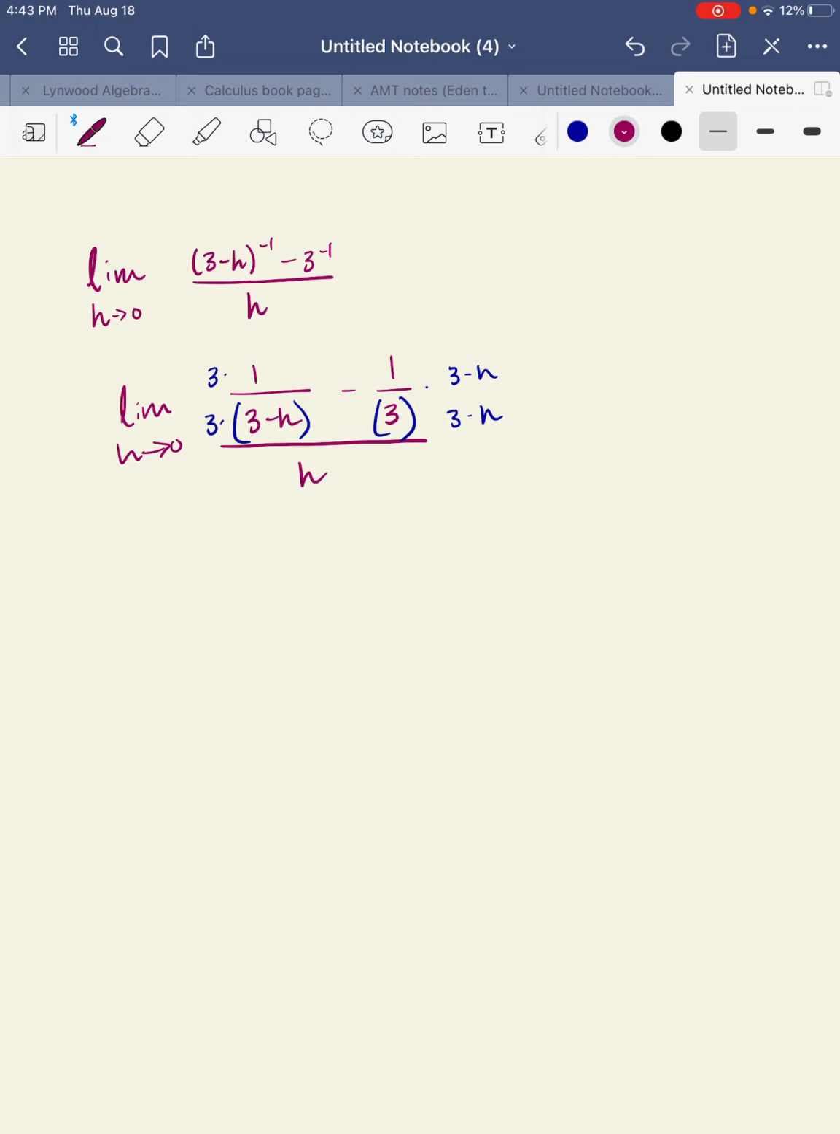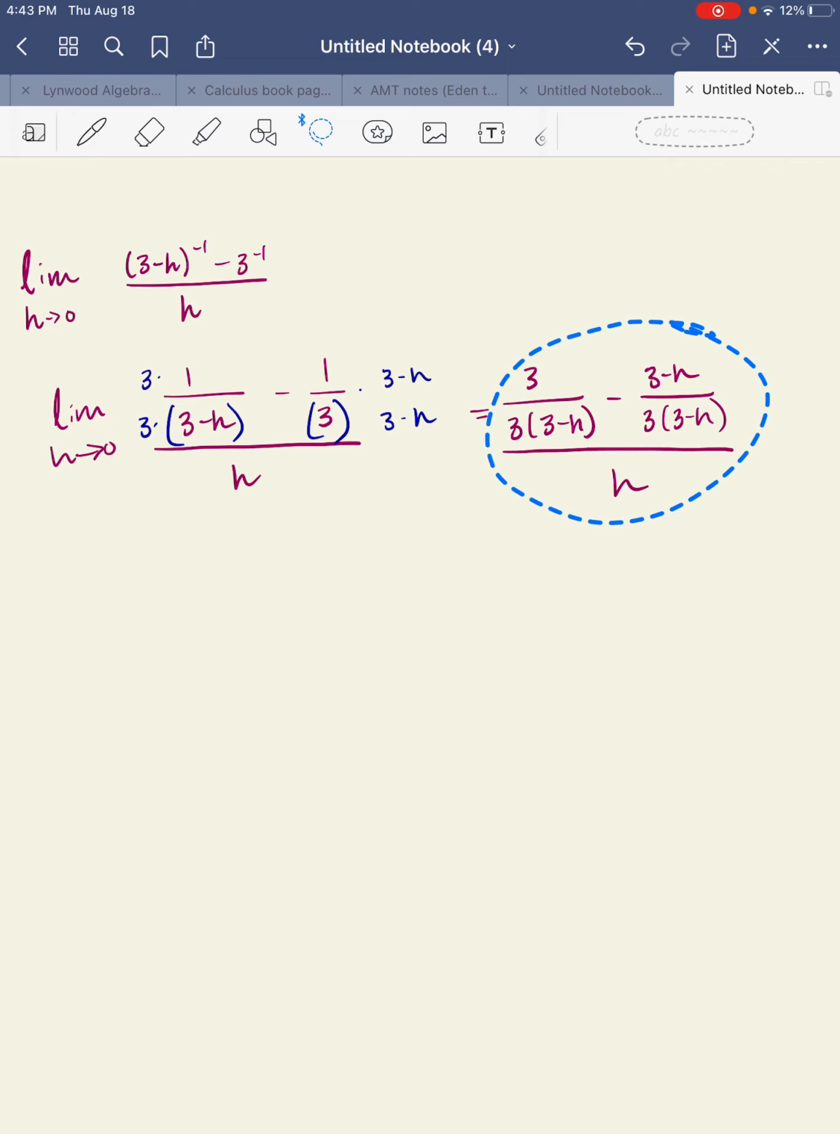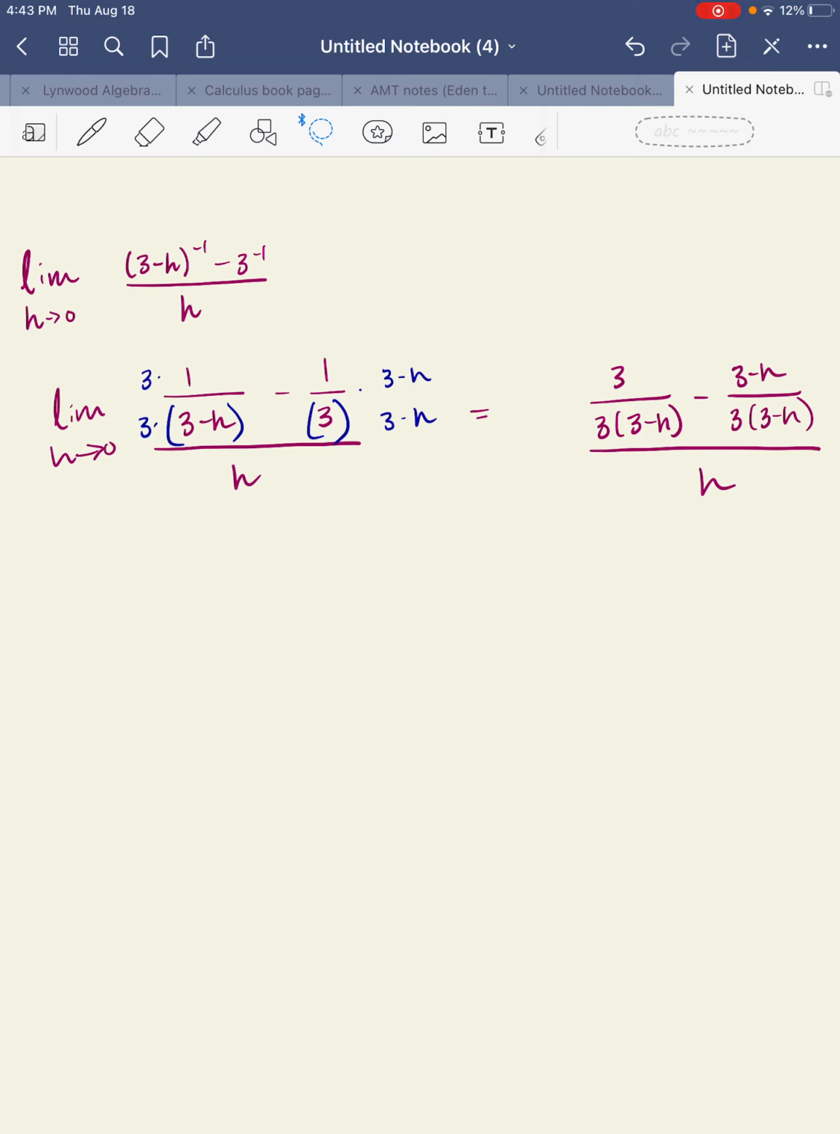The result is going to be 3 over 3 times 3 minus h minus 1 over 3 minus h all over 3 times 3 minus h, all over h. Don't forget to use good notation. So, the limit as h approaches 0.